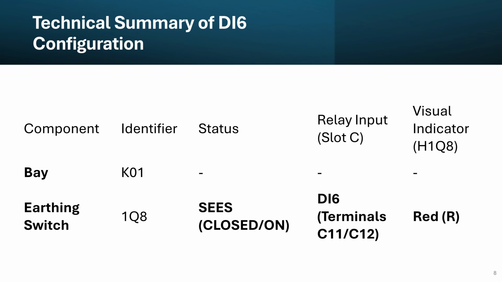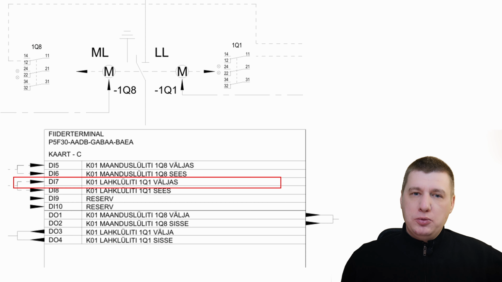The signal digital input 7 K01 lahkmeti 1Q1 väljas refers to the digital monitoring of the specific switch device state. For example, digital input 7 is the 7th physical digital input channel on the P5 relay F1. In the training stand hardware configuration, this input is located on card C on the I/O module. K01 identifies bay 1 of the training system.